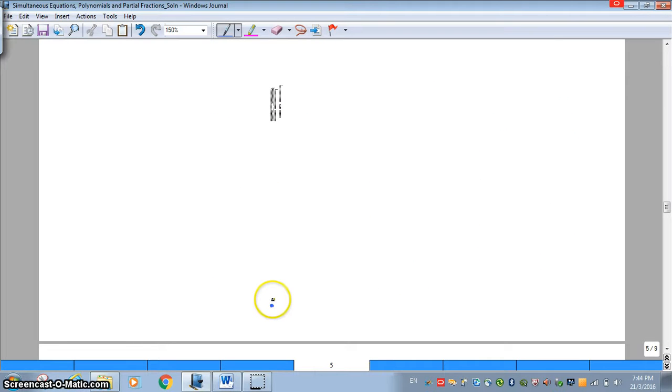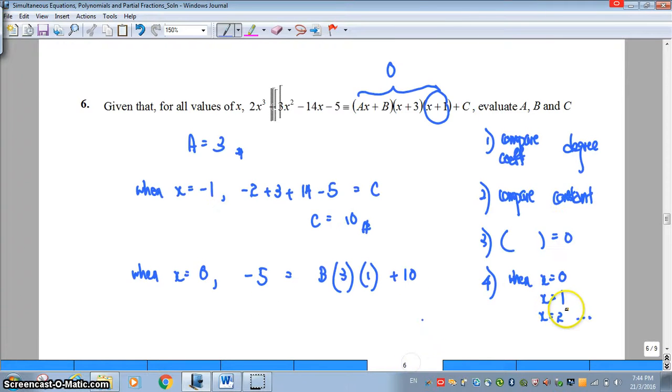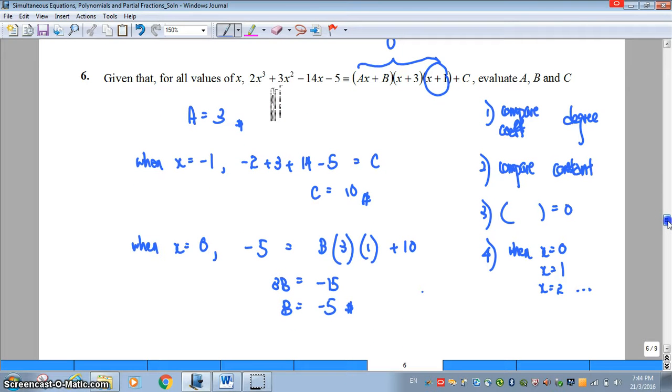So 3b in this case will allow me to get -15. So b in this case must be -5. And there you have it. By following the 4-step approach which I have just shared with you, it will be easy for you to find your unknown.